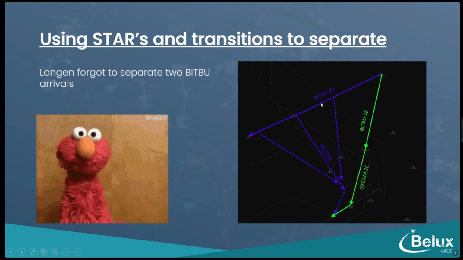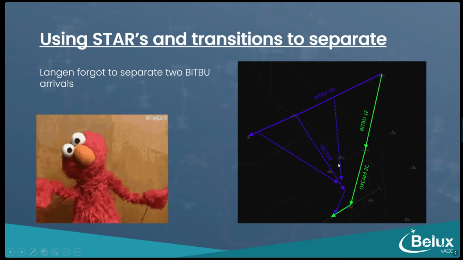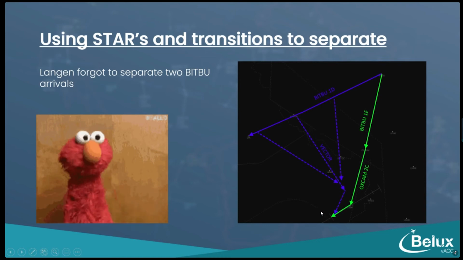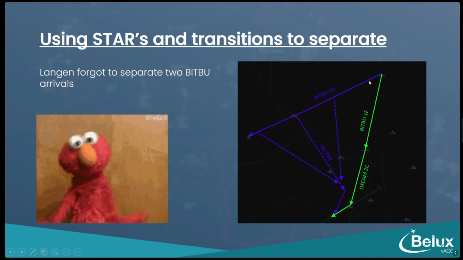And at a certain point, when you're confident, you can say, okay, I'm going to turn him left towards like 150 or something. And then you can put them on a vector and then just neatly fit them behind the other arrival. So this is a very easy way of maintaining, getting separation. And you can even do it with 3 planes.